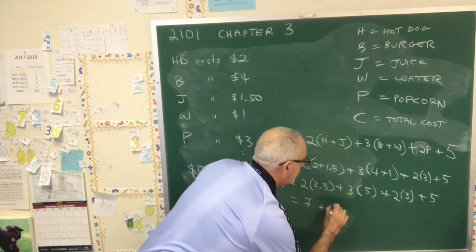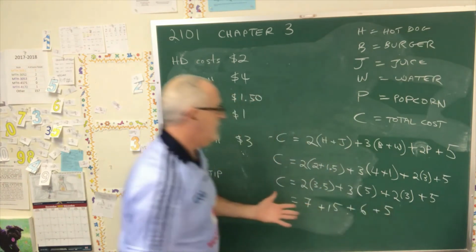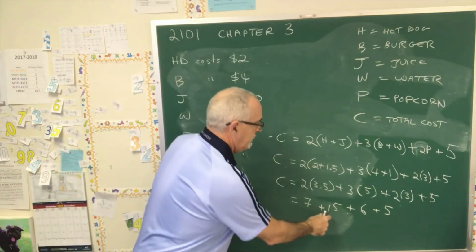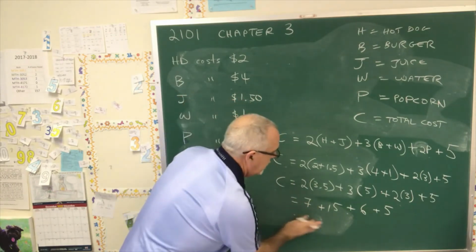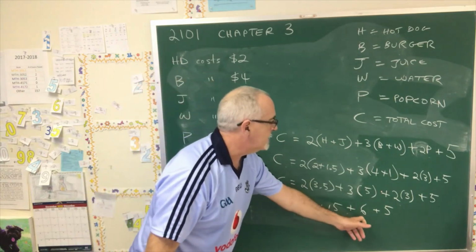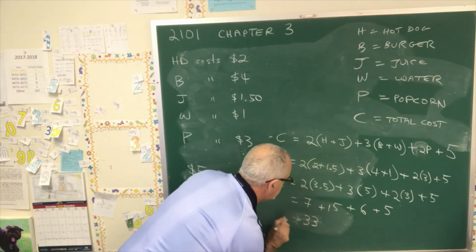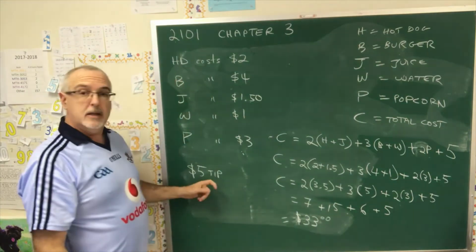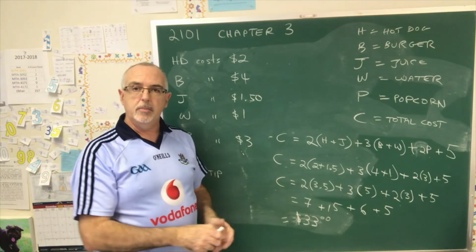3 times 5 is 15. 2 times 3 is 6. Now all we have are pluses. So I can follow the order of operations and say 7 plus 15 is 22. And then write another line, or I can do it all at once. They're all additions. Well, I'm going to do it fast all at once. 7 plus 15 is 22, plus 6 is 28, plus 5 is 33. It is going to cost $33, which includes the tip, to buy all of these snacks for our car full of people at the drive-in movie.